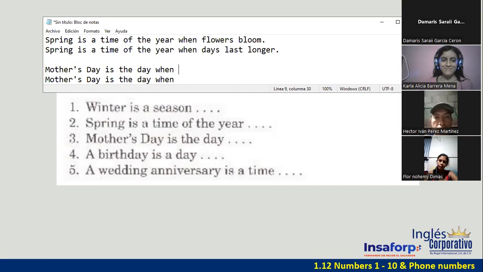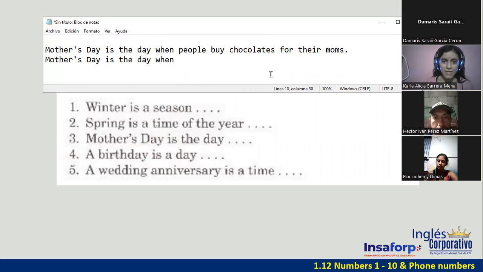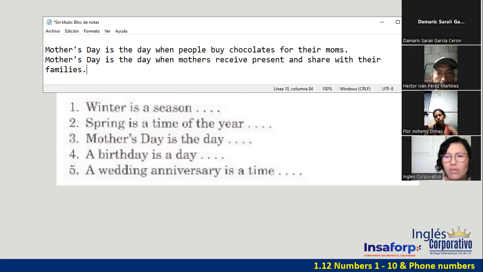Okay, when people buy chocolates for their moms, right? Okay, Carla, Alicia. Mother's Day is the day when the mothers receive many presents and share with their family. When mothers receive many presents, or when mothers receive presents, right, and share with their families. Okay, very good. Hector?